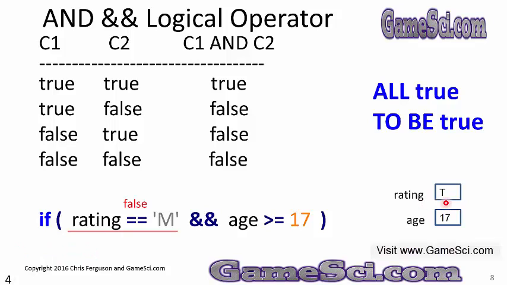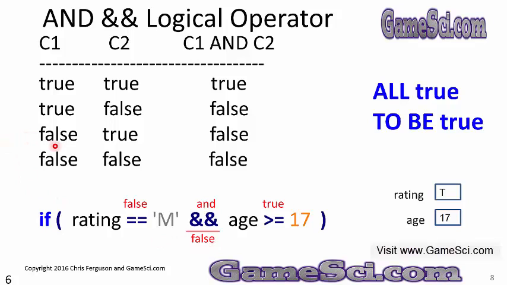Set the rating to T for teen and the age to 17 and see what happens with this if statement and how it evaluates. First of all, our rating is T, so T equal to M is a false statement. After we evaluate that side, we'll go over here. Our age is 17. Age greater than or equal to 17 is a true statement. 17 greater than or equal to 17 is a true statement. So my input to the AND is false and true. So when I AND those two things together, what happens? I get a result of false.